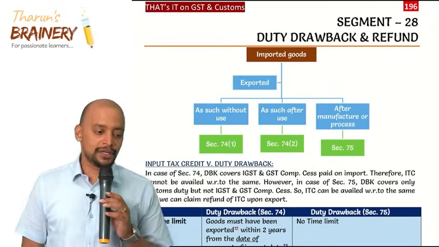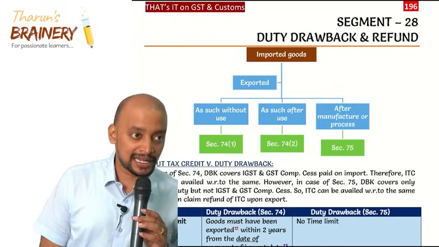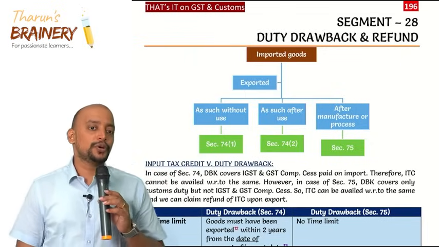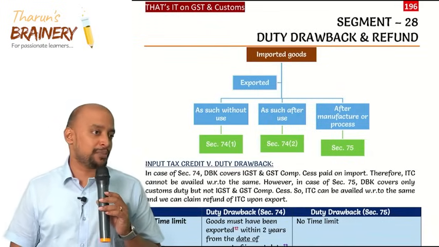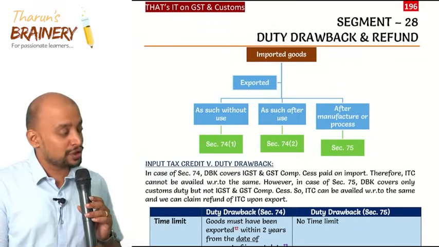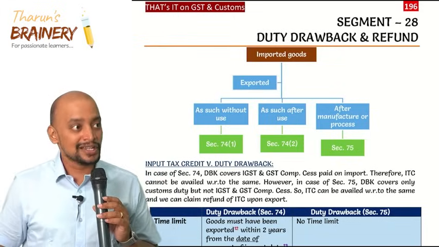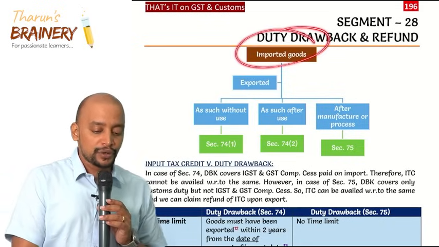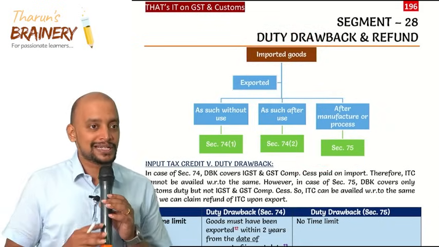Third situation, you remember, you imported integrated circuits, glass panels, etc. and you made laptops, and those laptops got exported. You imported the raw material required for making the laptops, you made the laptops, and those laptops are exported. So then you will get duty drawback. What is the difference in this situation to the previous? In the previous, what you imported is what you have exported, but in this case, what you imported, you converted into a different product and you are exporting. So imported goods exported after manufacture or process, you will get duty drawback under section 75.